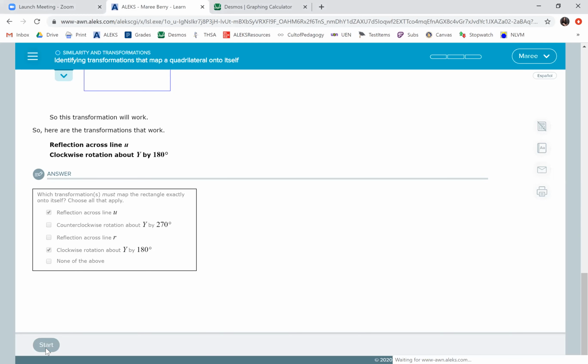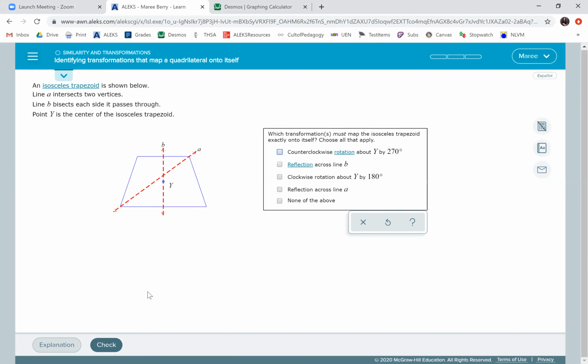So we'll look at some examples. We have this trapezoid. Line A intersects two vertices. So it goes right through the middle, through the corners. Line B bisects. So it's going right down the middle. And then Y is the center. So if we do a counterclockwise rotation by 270 degrees, so we're going to rotate, rotate, rotate. It's not going to work because, let's see, this line right here will go 1, 2, will be over here. So that's not going to work.